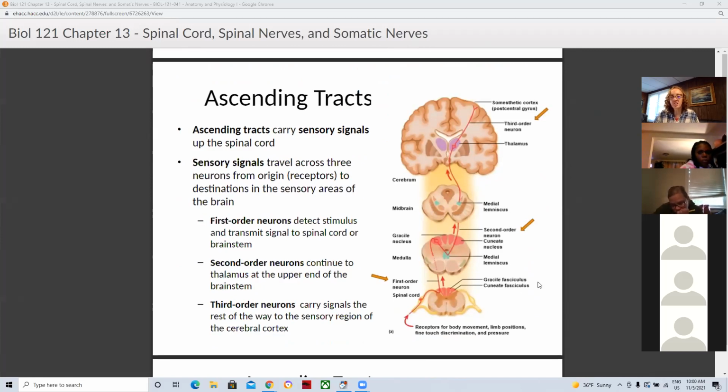Ascending tracts carry sensory signals up the spinal cord. As the signals are moving up the spinal cord, they travel across 3 different types of neurons from the origin to the destination in the brain. The first order neurons are going to detect the stimulus and transmit the signal to the spinal cord or brainstem.